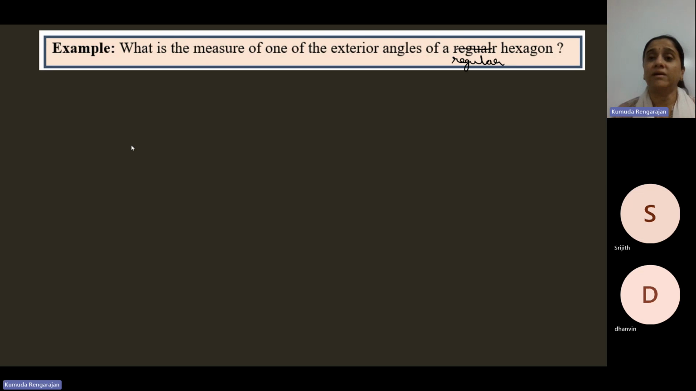What is the sum of all the exterior angles of any polygon? Sum of all the exterior angles of any polygon is 360 degrees. Okay, so how many sides does a hexagon have? 6. So what will be the measure of each exterior angle? Correct. So Srijit, what is the answer?